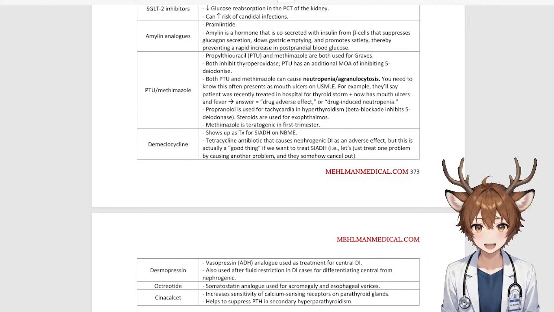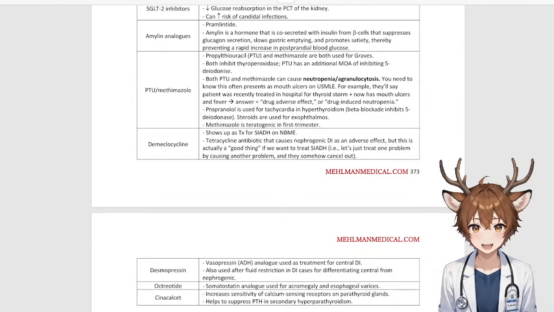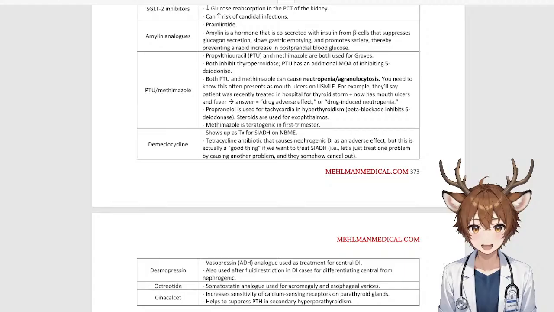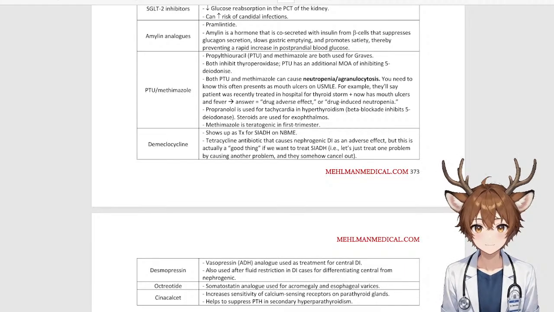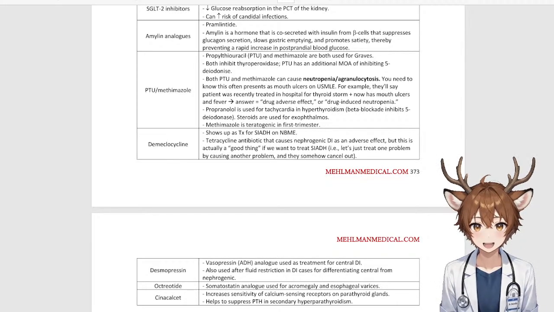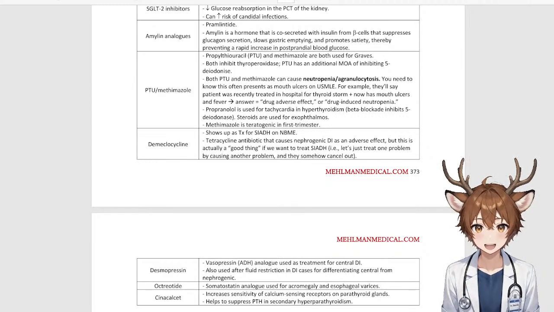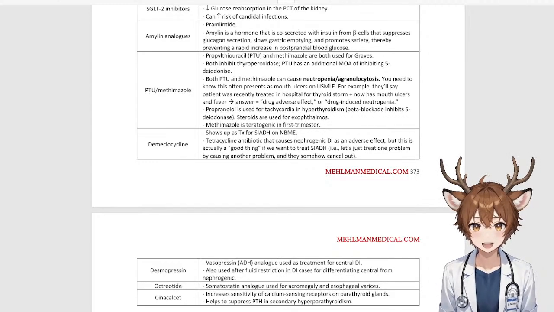Propranolol is used for the tachycardia in hyperthyroidism. Beta blockade inhibits the 5-deiodinase. Steroids are used for exophthalmos. Methimazole is teratogenic in the first trimester. Okay, good to know. Demeclocycline shows up as a treatment for SIADH on NBME, a tetracycline antibiotic that causes nephrogenic DI as an adverse effect, but this is actually a good thing if we want to treat SIADH.